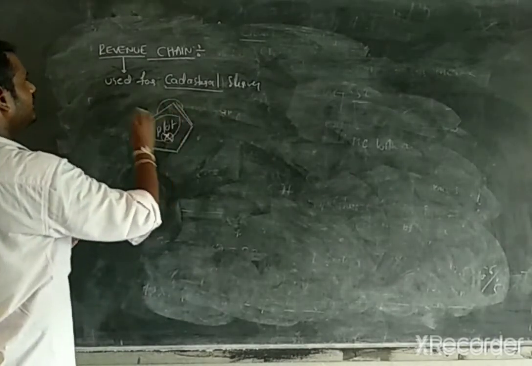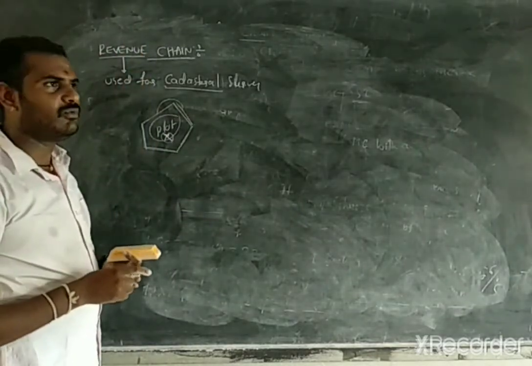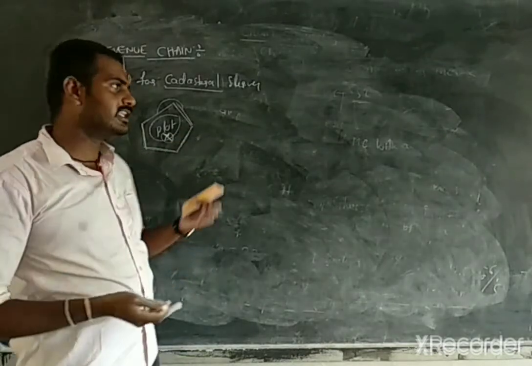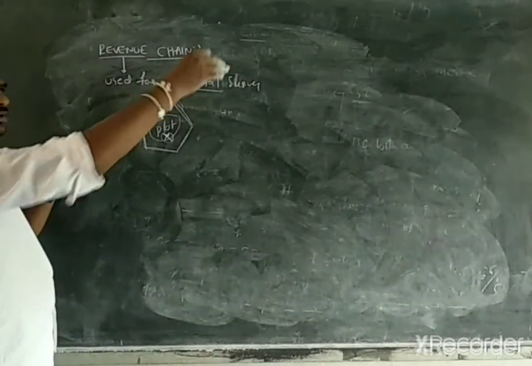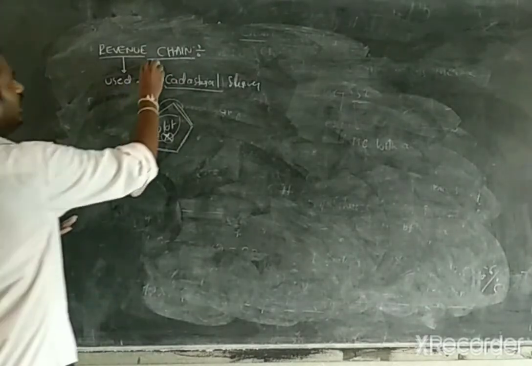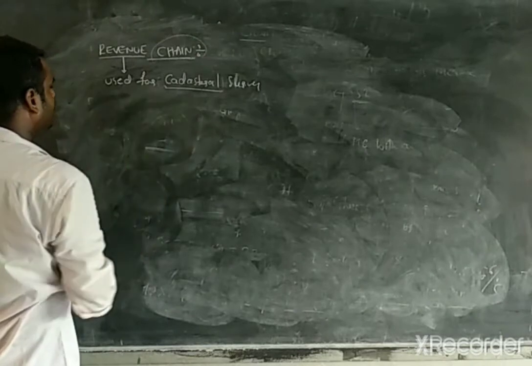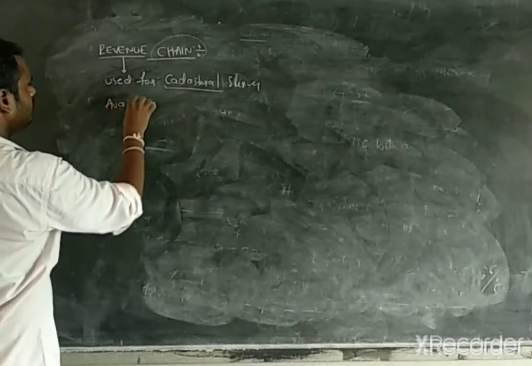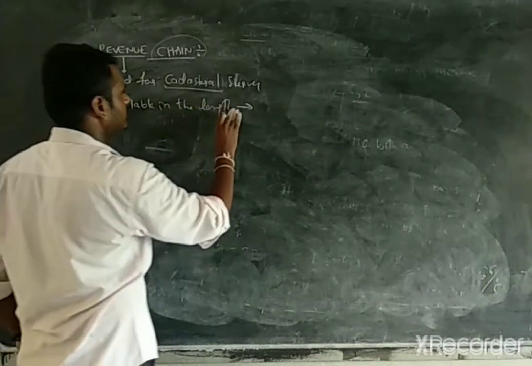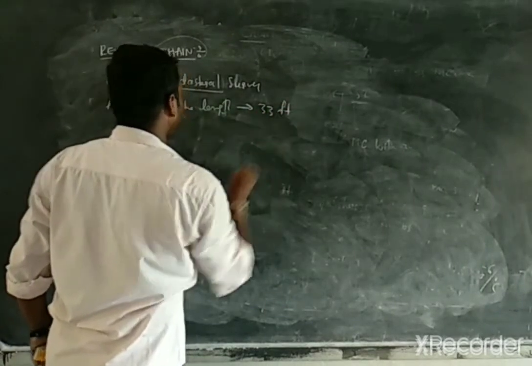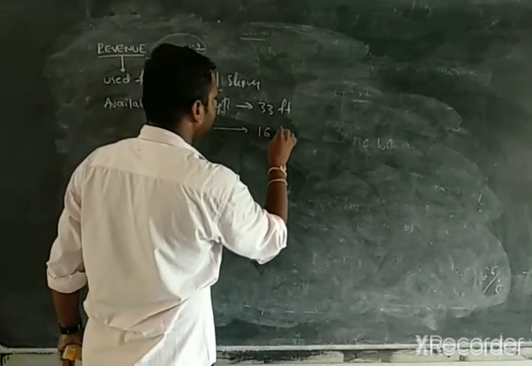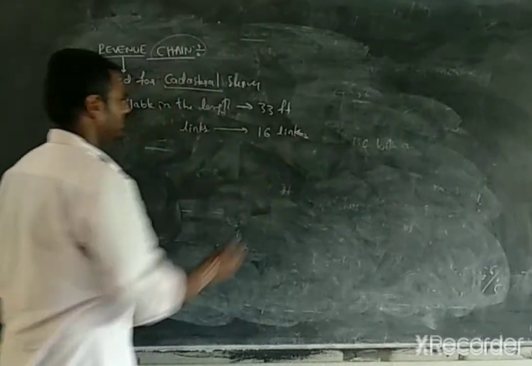So likewise here, if revenue officers want to fix the lines for a particular plot area of a survey number, they just do the survey and fix the boundaries, not to calculate the area, by using a chain known as revenue chain, which is available in the length of 33 feet, and which has 16 links, okay?